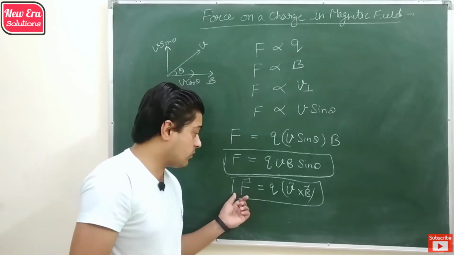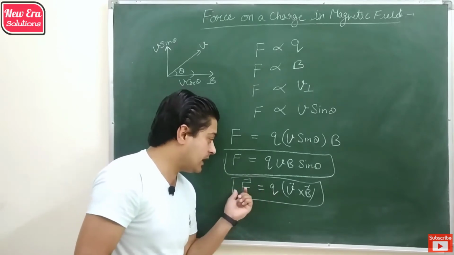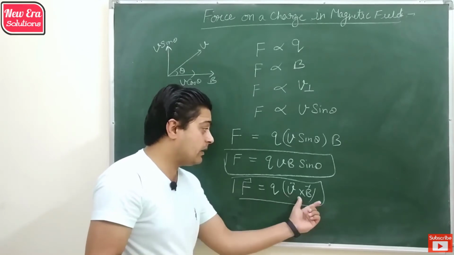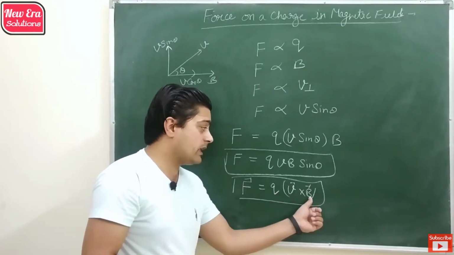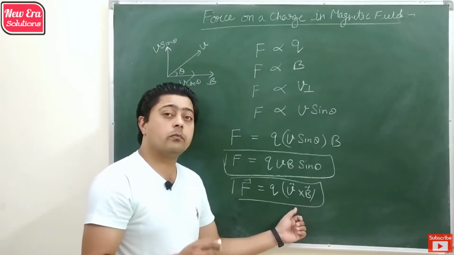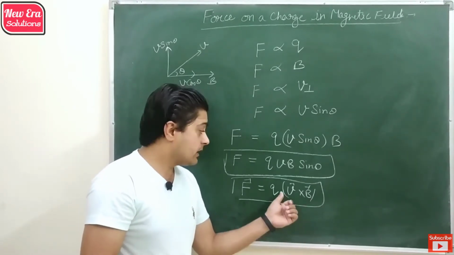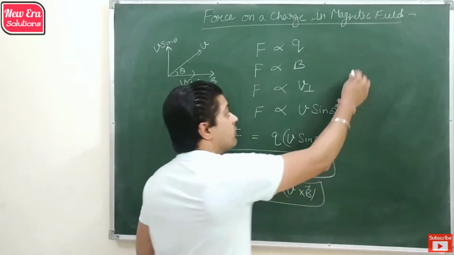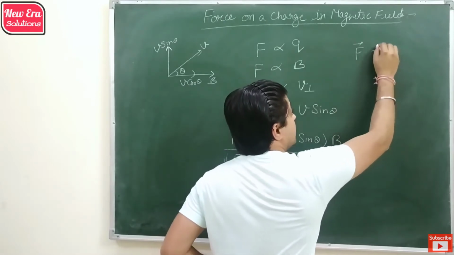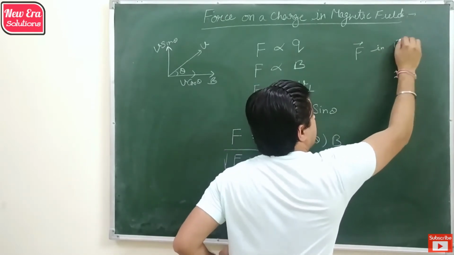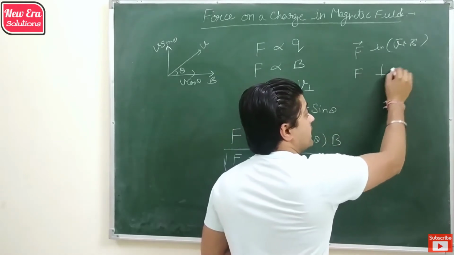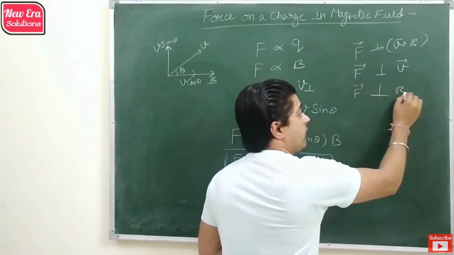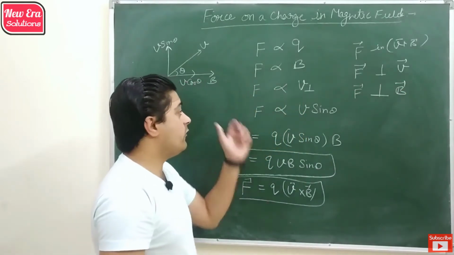If we focus on the direction of force, we observe that the force on a charge due to a magnetic field is in the direction perpendicular to both velocity and magnetic field, because from vector properties we know that the cross product of two vectors is always perpendicular to both. So force is in the direction of v cross B. Force is always perpendicular to the direction of velocity, and it is also always perpendicular to the direction of the magnetic field.